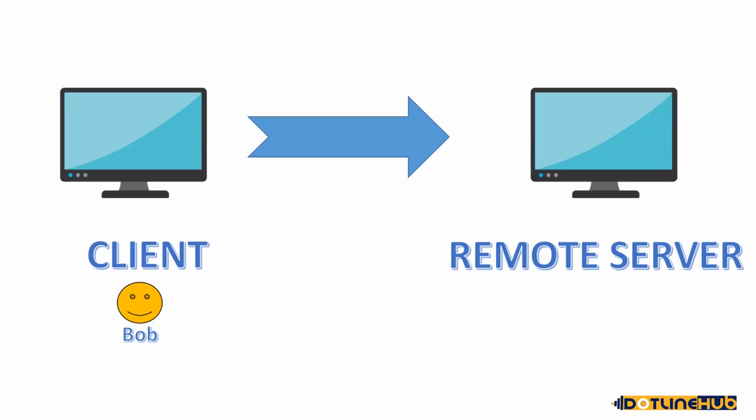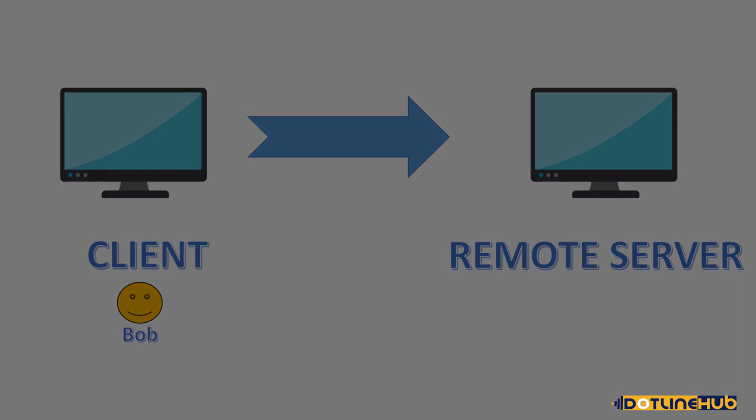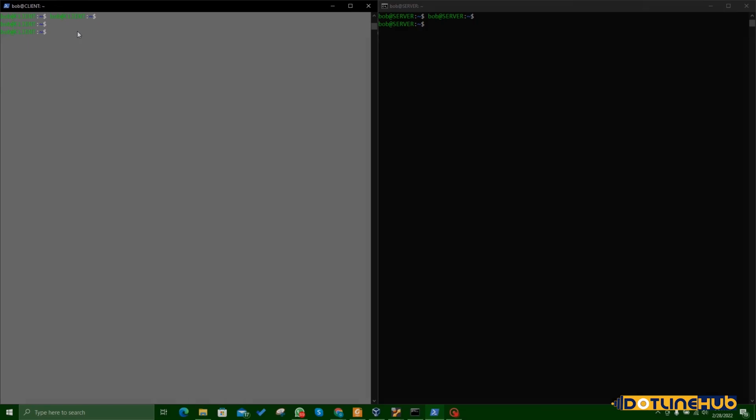For the demonstration, I will use one client machine and a remote server. Let's assume there is a person called Bob who has the login to the client and needs to connect to the remote server using public key authentication. Let's see how we can configure this in our machines. Let's see the SSH passwordless login configuration in our client and server.